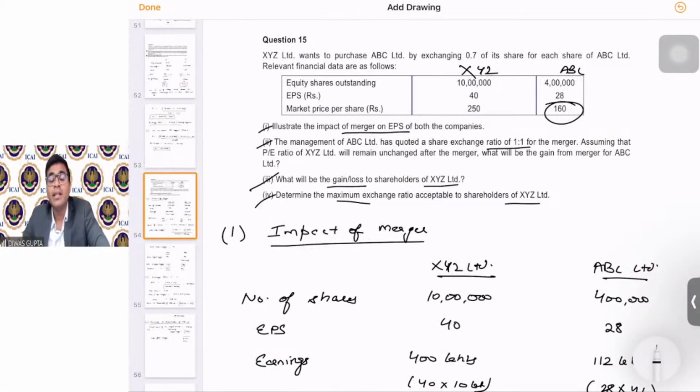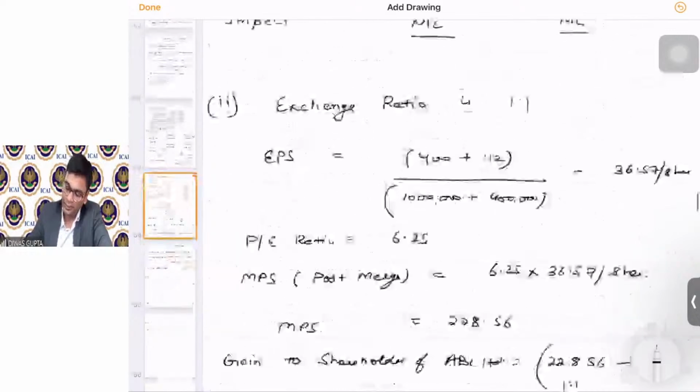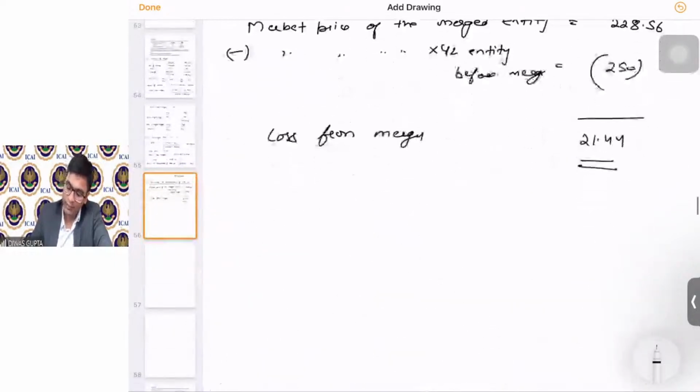Now, finally, they're asking, okay, if third part there is a loss, then what is the maximum ratio acceptable to the shareholders of XYZ Limited? Simple. Let's compute that. Again, just think how will XYZ Limited compute that number? It will first of all compute the overall market value of the new entity. Then it will reduce its existing market value. That whatever is the addition, to that extent, it will be able to issue the shares, correct?